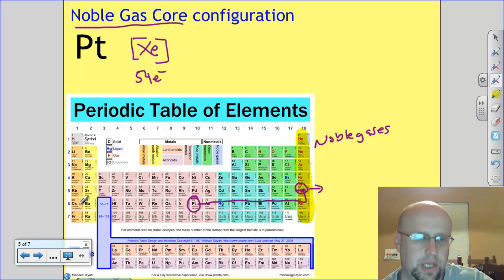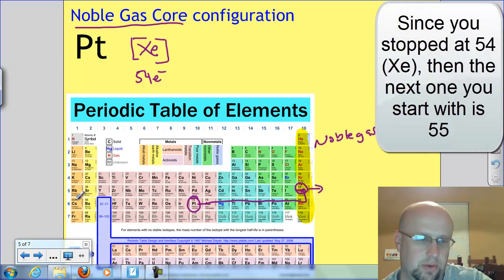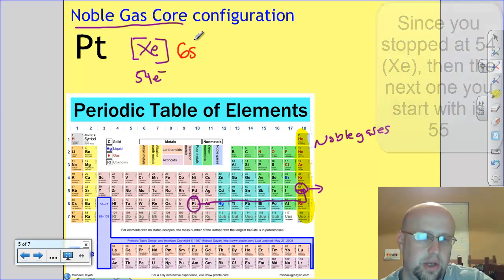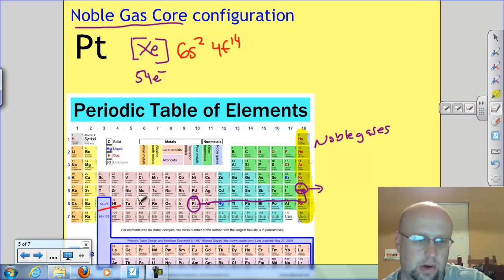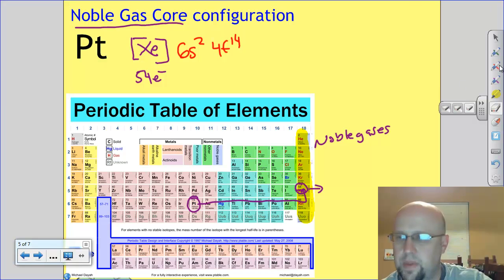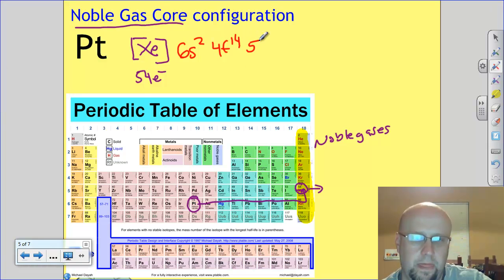So I wrap back around the table, and I'm going to write the rest in a different color so we can tell where we went here. And now I'm at 6s, and so I just continue on doing shorthand the way I normally would. So 6s2, jump down here to 4f14, which should look familiar because we've already done platinum. Okay, so 6s, 4f14, and then we're back up here to 5d.